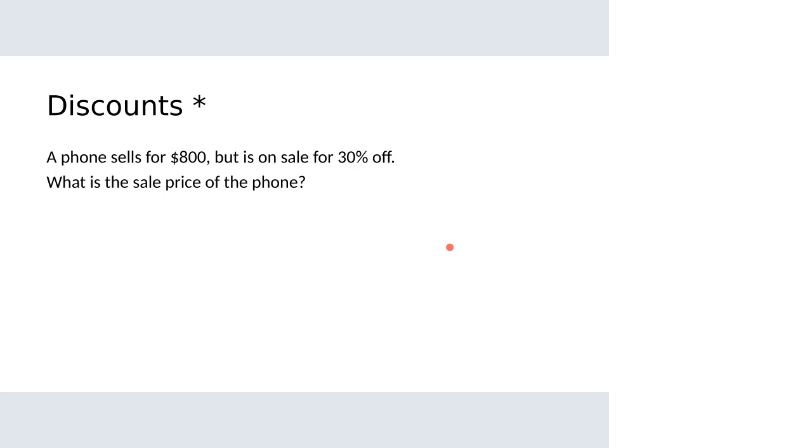A key here is that we're looking for the sale price. Make sure you keep that in mind as you solve it. Go another 20 seconds on this, then we'll talk through it together.